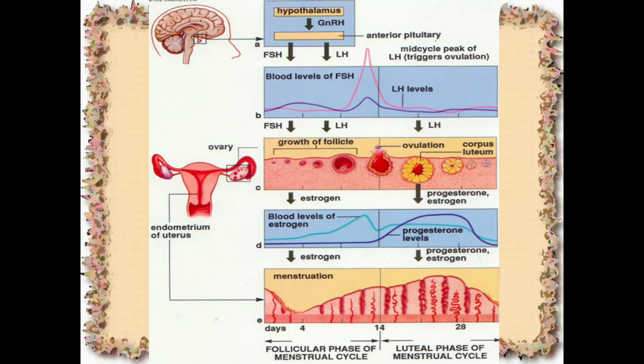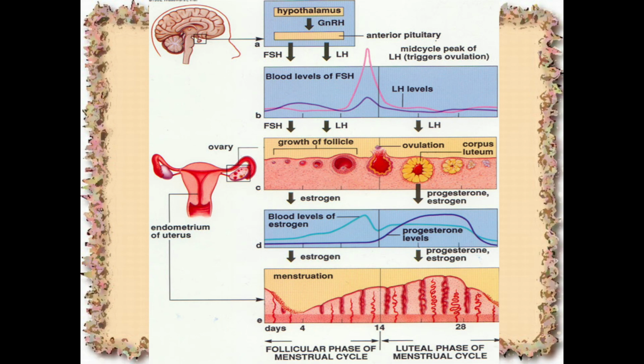You see this picture. From the top, the hormone GnRH is released from the hypothalamus, then from the anterior pituitary, FSH and LH. There are various stages of development of the follicles, then ovulation, then the formation of the corpus luteum. From the corpus luteum, progesterone and estrogen hormones come.